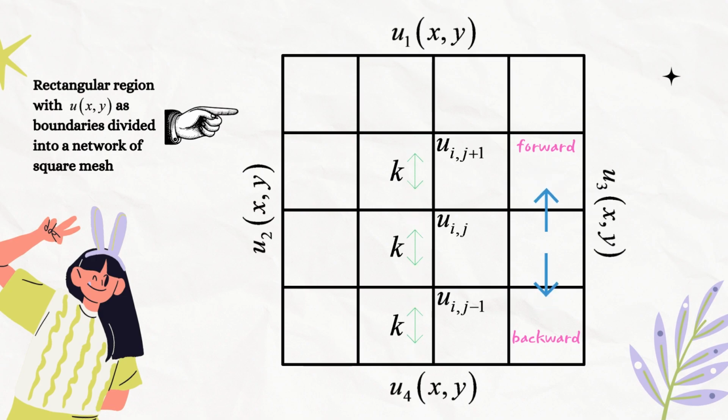When the point u(i,j) moves forward for k distance in y direction, the point u(i,j+1) is obtained, and when the point u(i,j) moves backward for k distance in y direction as well, u(i,j-1) is obtained. Then we can also find the difference between u(i,j) with u(i,j+1) and also the difference between u(i,j) with u(i,j-1).